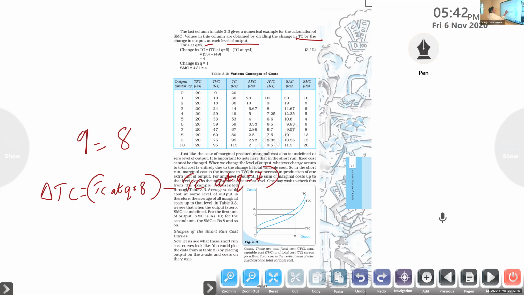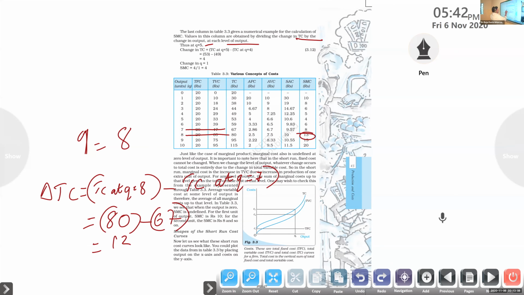For 8, TC is 80. For 7, TC is 67. So 80 minus 67, the answer is 13. The change in output between 7 and 8 is 1, right? So 13 divided by 1, the answer is 13.